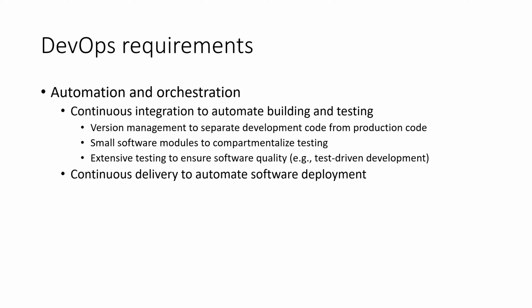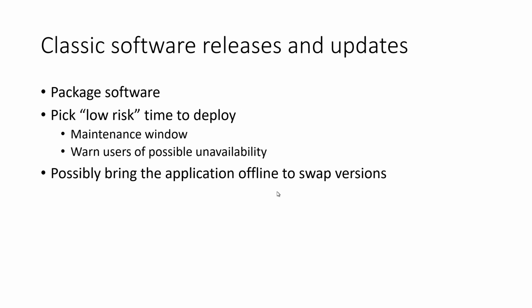DevOps also makes use of continuous delivery to automate software deployment. Continuous integration is about automating building and testing, and continuous delivery is about automating deployment. But before we talk about continuous delivery in DevOps, let's talk about the classic approach to software delivery. In the classic approach, we first package the software, and then we find a low risk or low load time to deploy that software. Sometimes this is called a maintenance window, and we might even warn users about the possibility of unavailability during the upgrade.